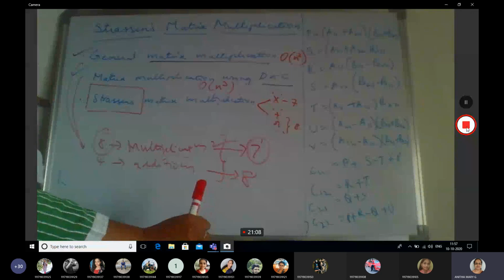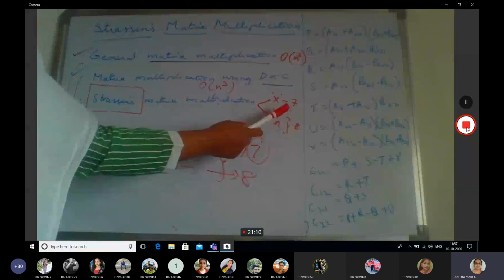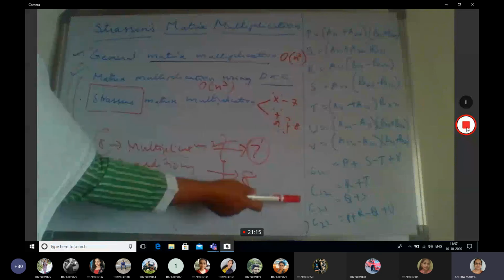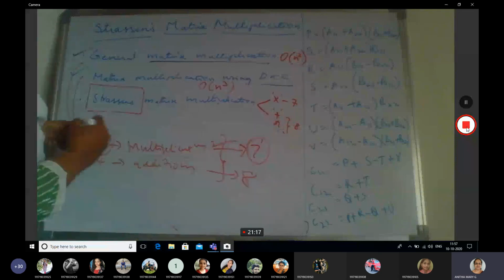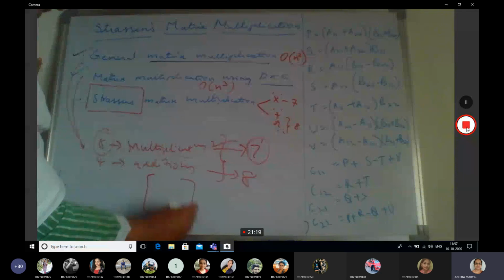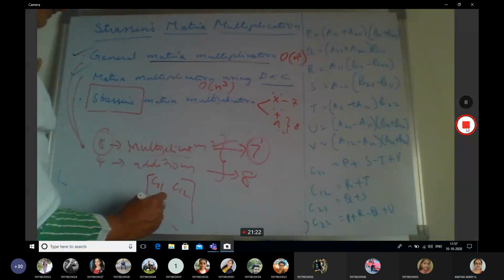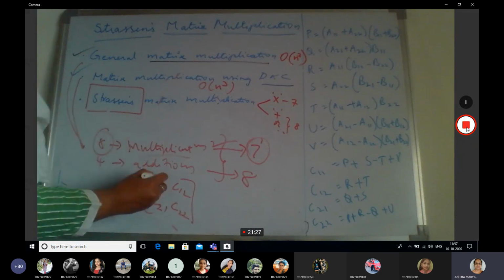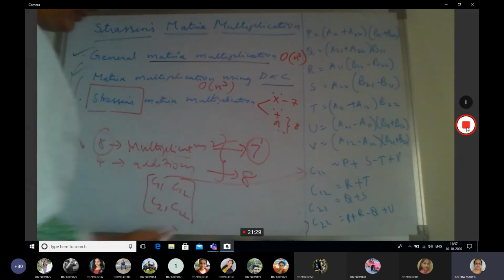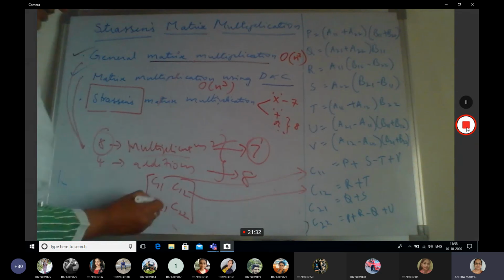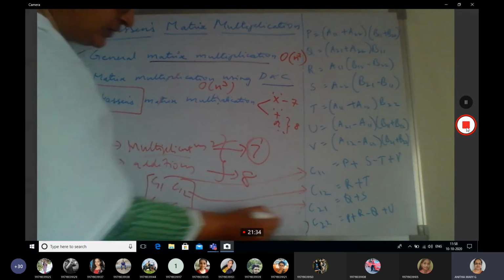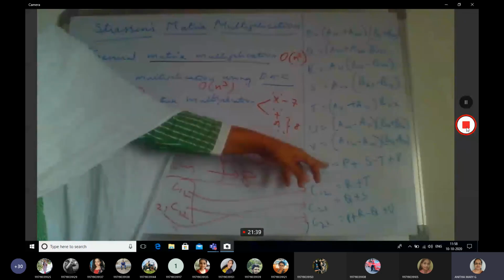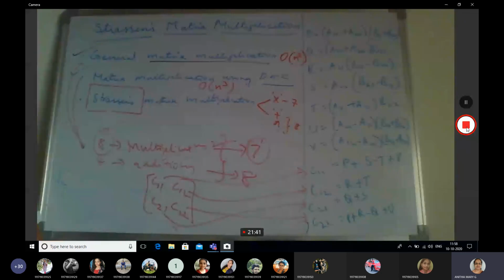If you can see these equations, we need to learn them and how we are getting the resultant matrix. The resultant matrix we write as C11, C12, C21 and C22. For each one: what is the equation for C11? For C12? For C21? For C22? So C11 he is calculating as P plus S minus T plus V.